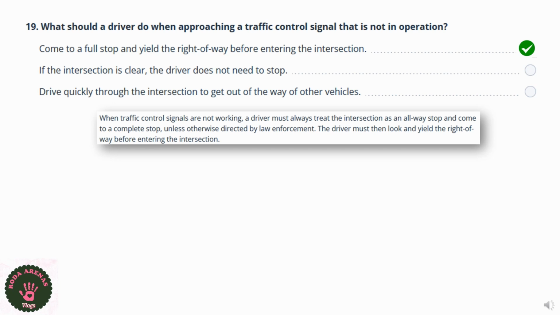Note, when traffic control signals are not working, a driver must always treat the intersection as an all-way stop and come to a complete stop, unless otherwise directed by law enforcement. The driver must then look and yield the right of way before entering the intersection.